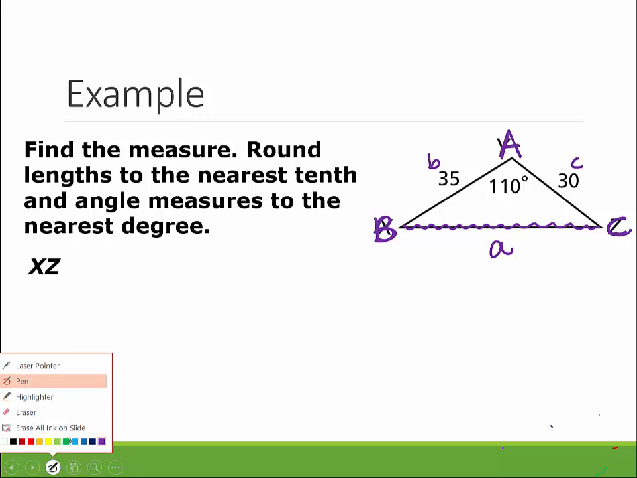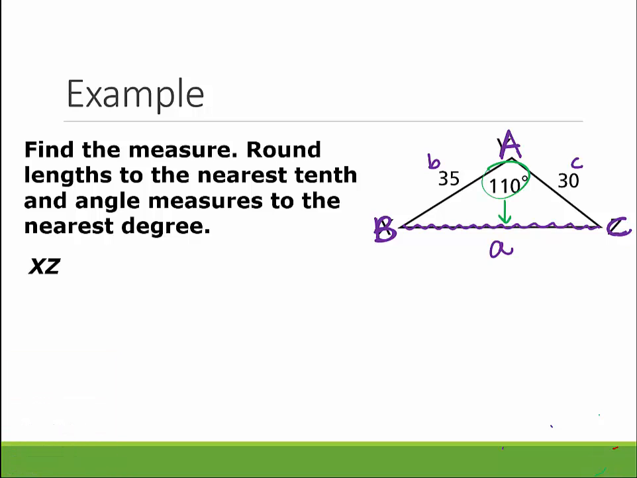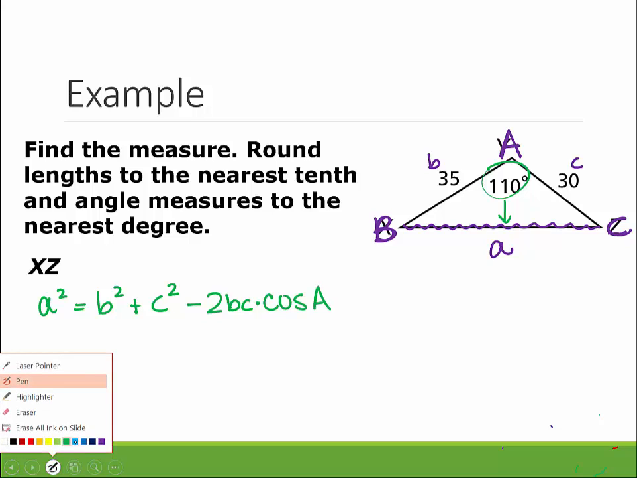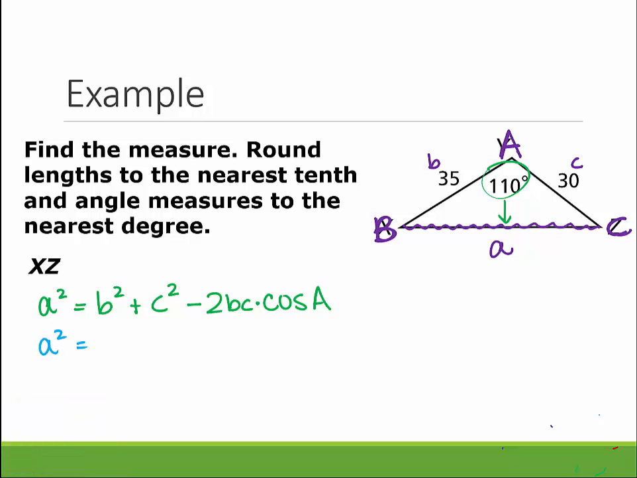The thing to keep in mind is that you need this angle, and we have to find this side. So I know that side squared has to equal my other two sides squared and added together. Kind of looks like the Pythagorean theorem. And then I'm going to subtract 2 times those side lengths, so that should be b times c, and then times the cosine of the angle across from the side that I want. So then you just plug stuff in. a squared is what we don't know. We said b was 35, we called c 30, minus 2 times those side lengths multiplied together, times the cosine of the angle we know, 110 degrees.